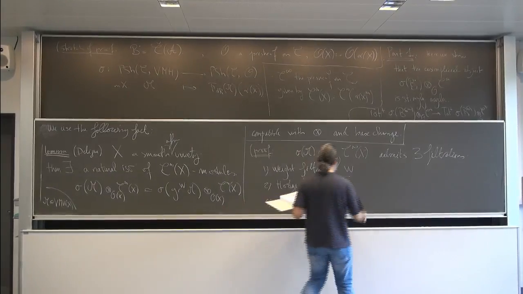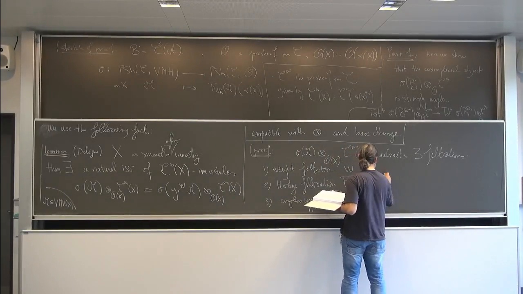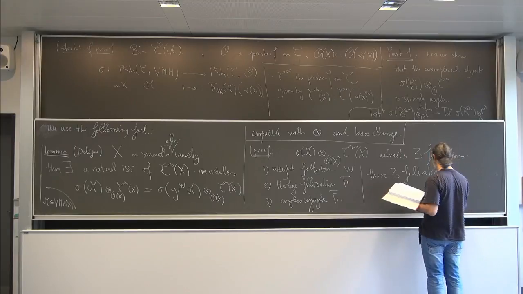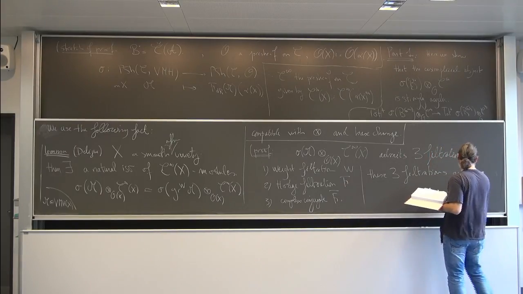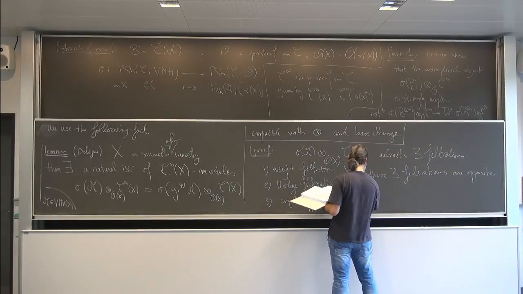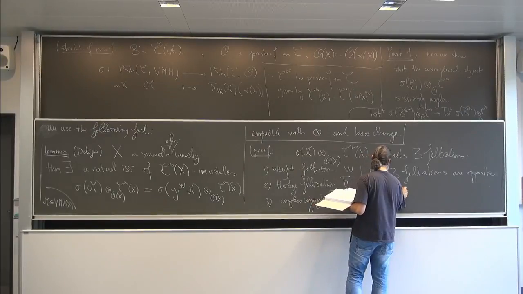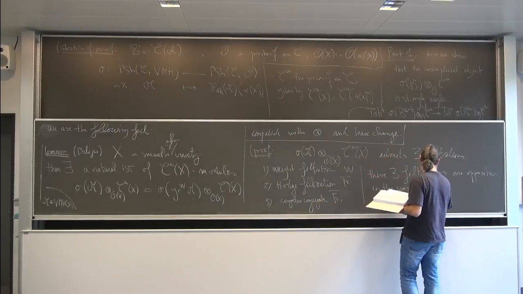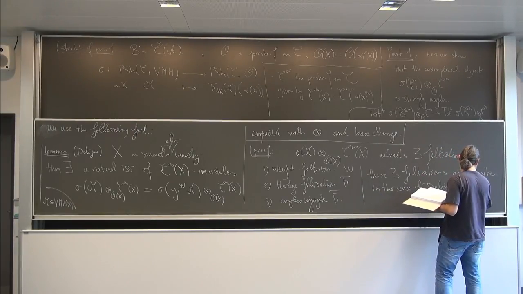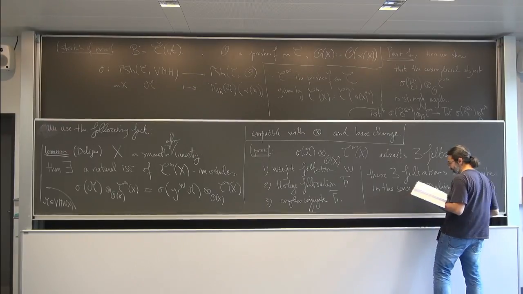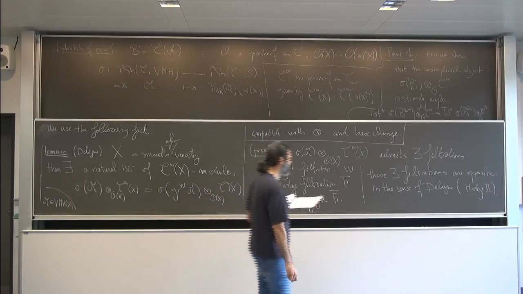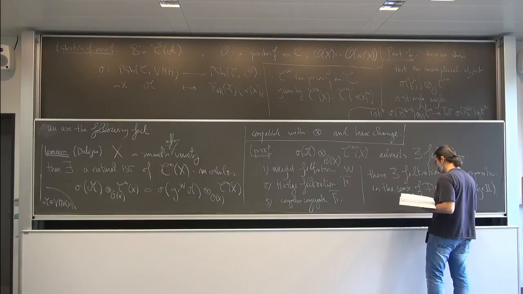All right. So these three filtrations are opposite in the sense of the ring. So this is somewhere in Hodge 2, the definition of an opposite triple of filtrations.